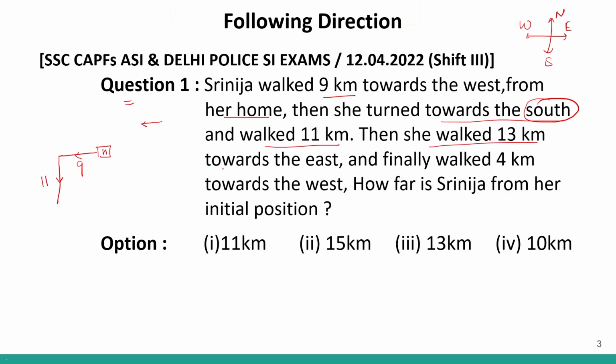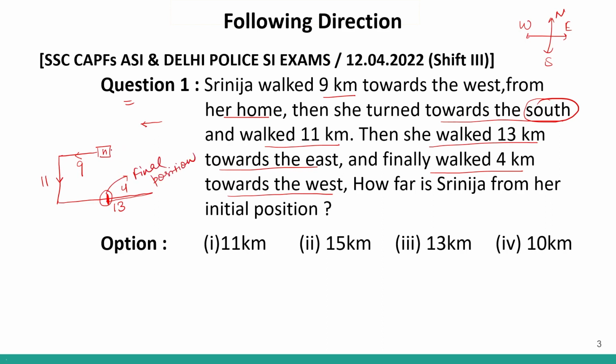Then she walked 13 kilometers towards the east. So east would be in which direction? This. So 13 kilometers in the east. And finally, she walked 4 kilometers towards the west. So she is coming back to this position after 4 kilometers. How far is Srinija from her initial position? So this is the final position.